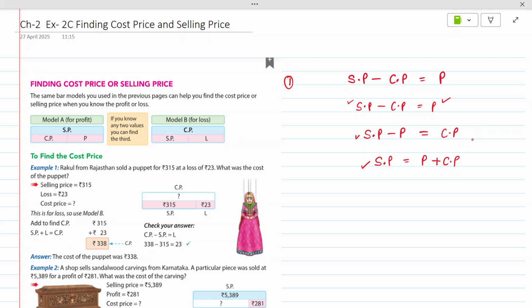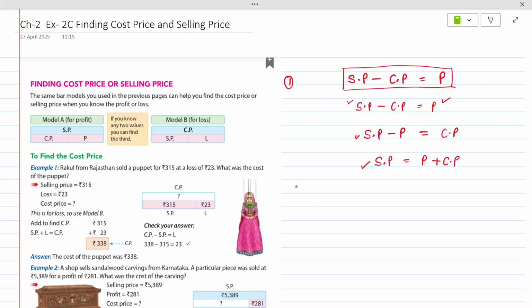The only thing which you have to remember is this one: SP minus CP will give us profit, and whatever values are given to us, we can always find out the missing value, right? If we are given SP and CP, we can find out the profit. If we are given SP and profit, we can find out the CP like this. And if we are given CP and profit, we can also find out the selling price, right? So the thing which you have to remember is this one for profit.